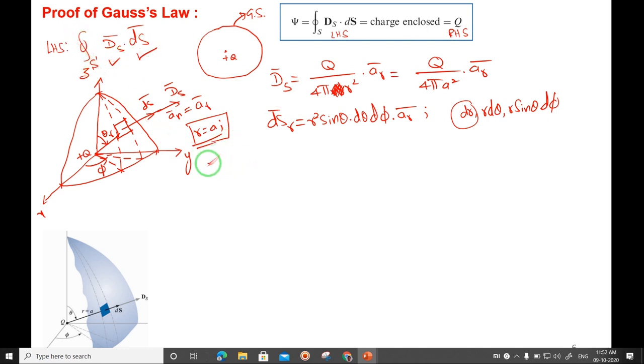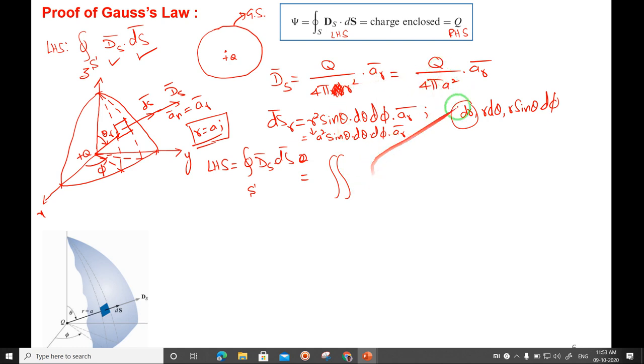So we will take the LHS and substitute, and proceed with the calculation. The closed surface integral of D·dS: a_r dot a_r will be 1. But what about r? Substituting, r is nothing but a, so r² is a². So I will write once again a² sinθ dθ dφ a_r. The closed surface integral is a double integral of Q by 4πa² into dS, a² sinθ dθ dφ. a_r dot a_r is 1, so I will not write it.